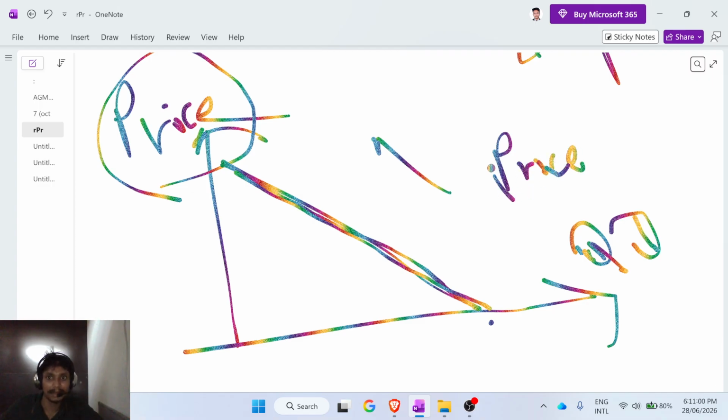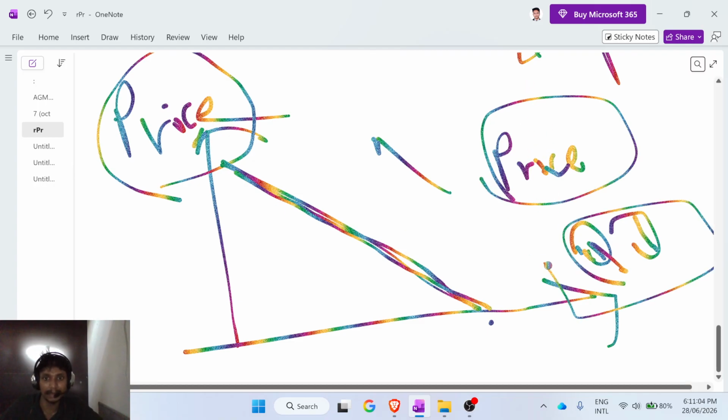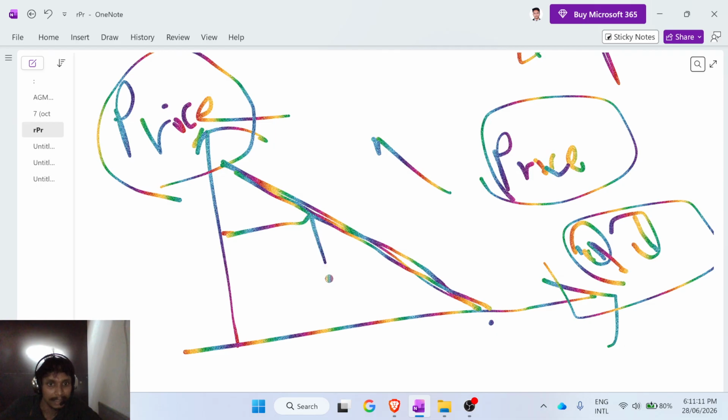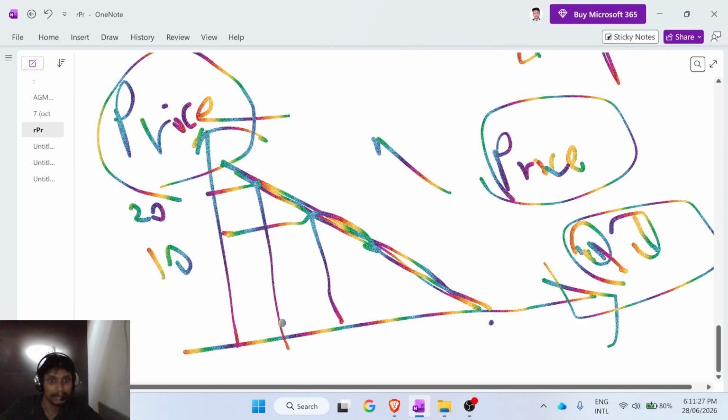Here, in change in quantity demanded, we only consider price. For example, now the price is 10 rupees. If I increase the price of my good to 20 rupees, the demand will decrease, no? The dot is now here.